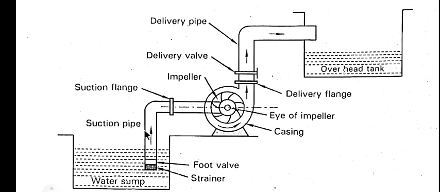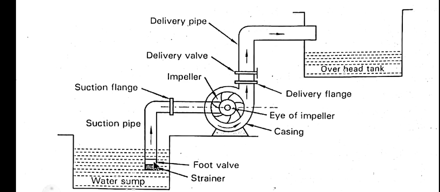Next one is a suction pipe. This is the suction pipe. Suction pipe is a circular pipe with its upper end connected to the center of the impeller, which is known as eye of the impeller. This is eye of impeller. The lower end of the suction pipe is immersed in the sump.